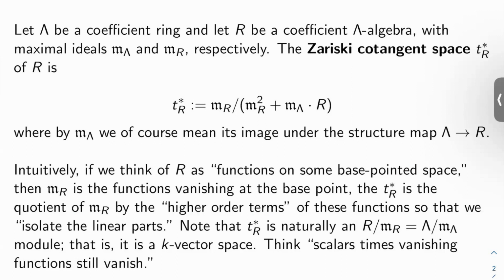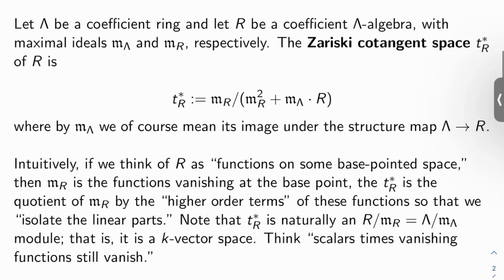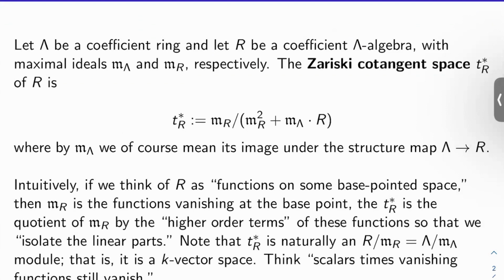Okay. Note that T star R is naturally an R mod MR or lambda mod M lambda module. That is, it's a K vector space. The way I think about this is scalars times vanishing functions should still vanish. Okay. And if you multiply a scalar times a linearized function, it should still be linearized.